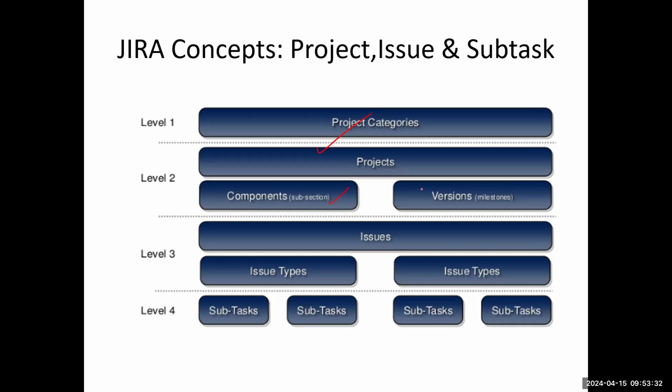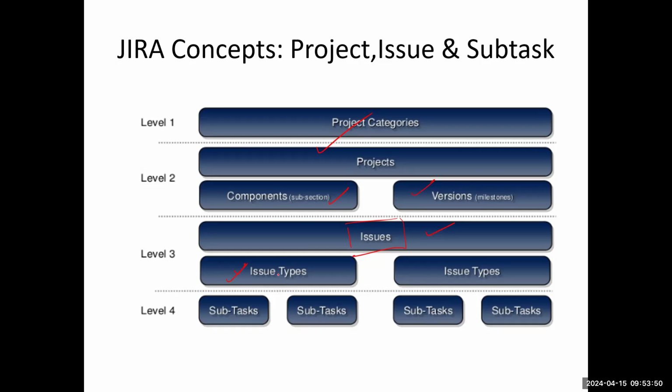Either you can implement certain components, you can define certain versions, and then the main topic is you have to raise the issue. You can log an issue inside Jira, but what issue? How many different issue types are available in Jira? That is important to know.